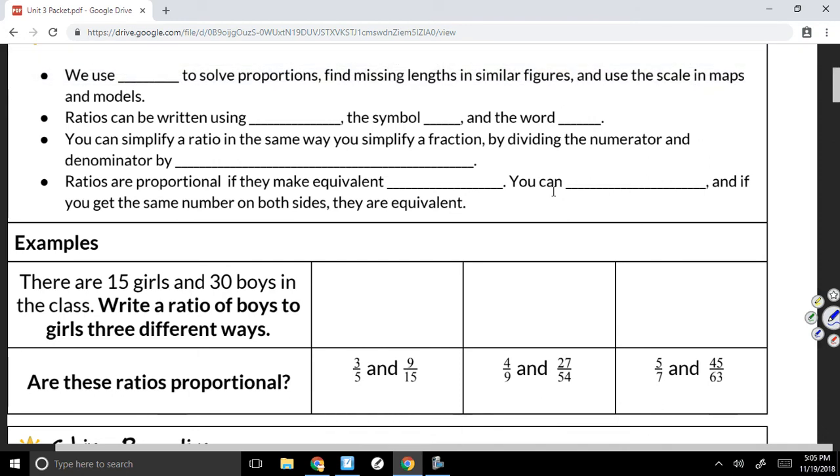It says we use ratios to solve proportions, find missing lengths in similar figures, and use the scale in maps and models. The next bullet: ratios can be written using fractions, the symbol which we call a colon with those two dots, and the word to. So any way that you write it, you can write those ratios as fractions, with the symbol, or with the word to. You can simplify a ratio in the same way you simplify a fraction, by dividing the numerator and denominator by the same number.